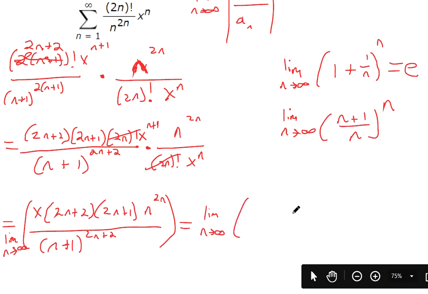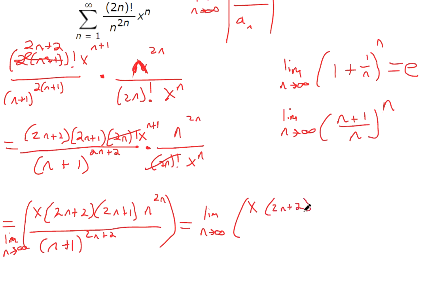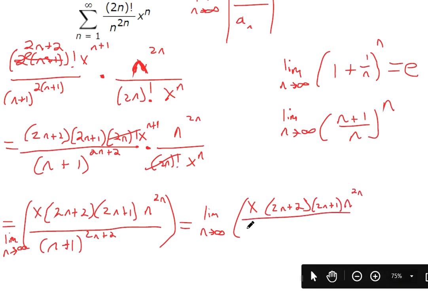Now this is x times (2n plus 2) times (2n plus 1) times n to the 2nth, over, now down here, this is the same as (n plus 1) to the second times (n plus 1) to the 2nth power. Okay, so check to see where I got that from, right? This is still the same as this, because if you multiply two numbers with the same base, the powers add. So that'd be 2 plus 2n, which is the same thing that we have over here.